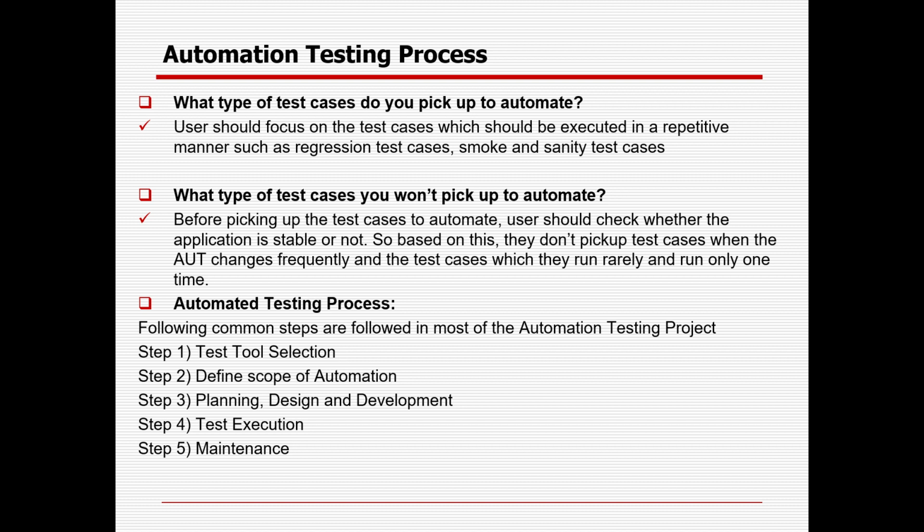Before picking up a test case to automate, users should check whether the application is stable or not. Based on this, they should not pick up test cases when the application under test changes frequently, or test cases which they run rarely and only one time. As part of the automation testing process, there are a couple of steps you need to follow. First is tool selection, second is defining the scope of automation, third is planning, design, and development, fourth is execution, and the last one is maintenance.